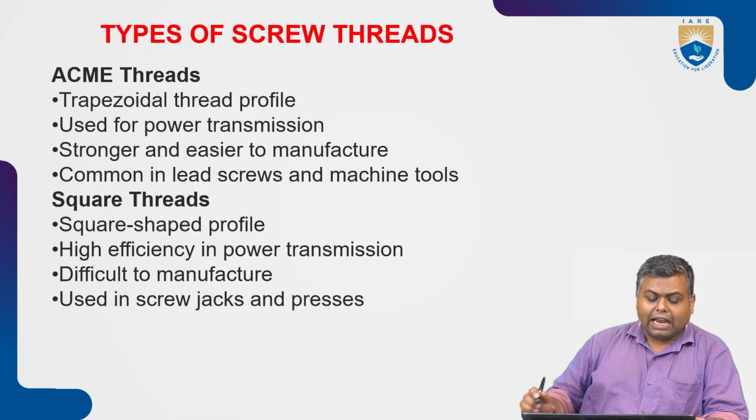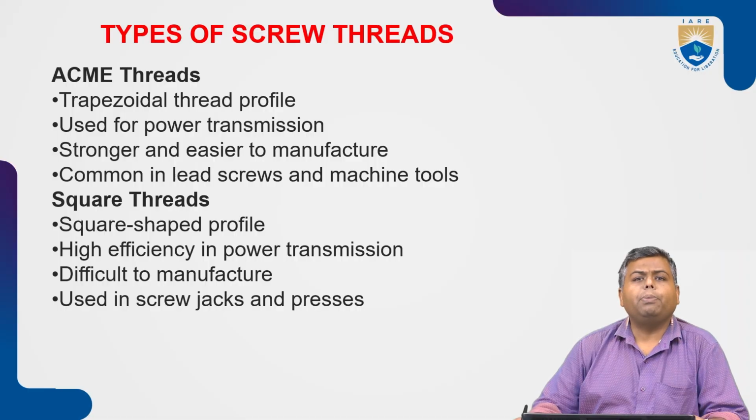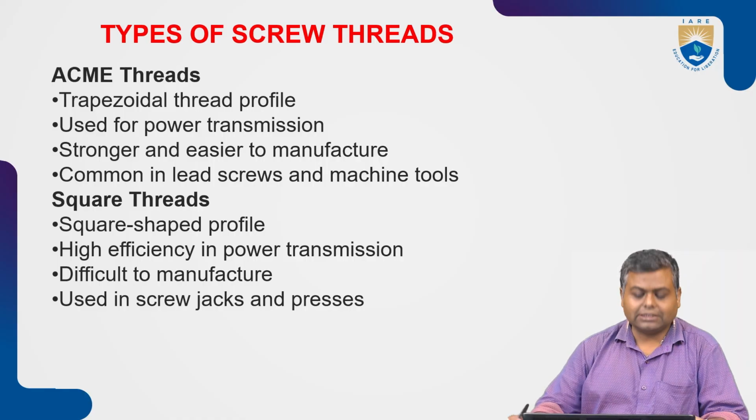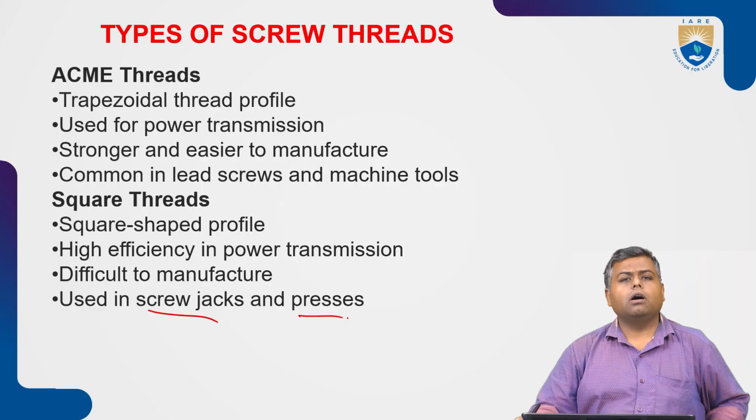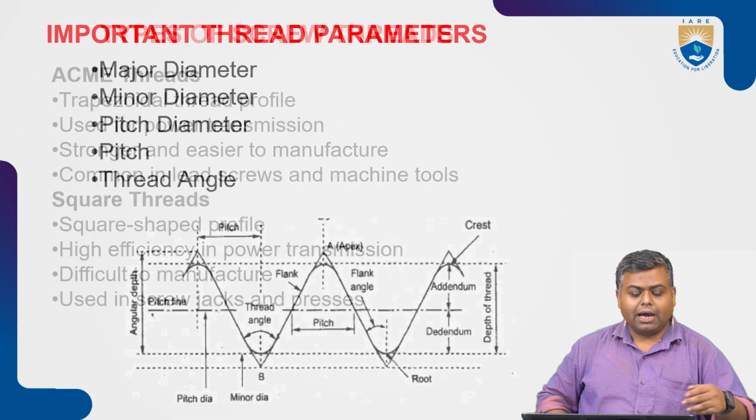The next thread is Acme. Acme is a trapezoidal thread profile used for power transmission, stronger and easier to manufacture. Common in lead screws and machine tools. The last is square thread. It has a square-shaped profile, with high efficiency in power transmission, but it is difficult to manufacture. It is used in screw jacks and presses. So these are all the different types of threads available in the market.